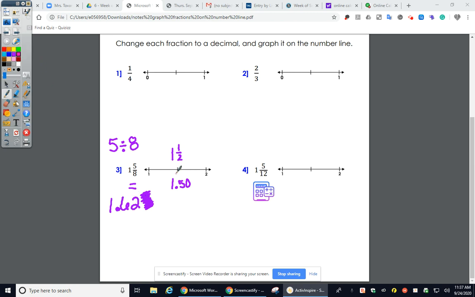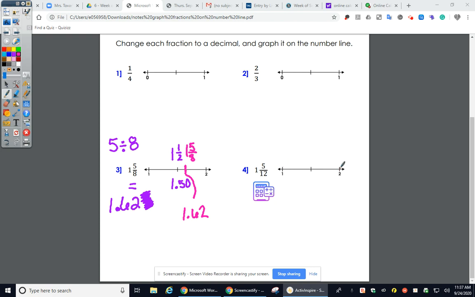So I know $1.62 would be about here, a little bit closer to the $1.50 than the 2. So I'm going to put it about here. So we could put 1 and 5/8 here. And then $1.62 as well. Okay. All right, last one.